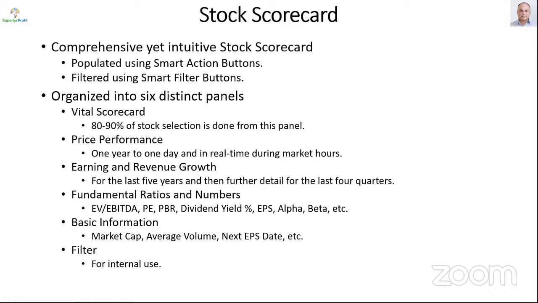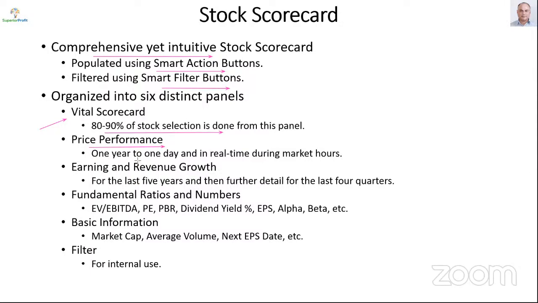Stock scorecard, then the action buttons, smart action buttons calculate the scorecard. All the scorecards, not only stock, but sector industry scorecard also, populated using smart action buttons and filtered using smart filter buttons. It's organized into distinct panels. Mostly I use the vital scorecard 80 to 90% of the time. If you wanted, you could get more detail from other panels, total 6 panels.